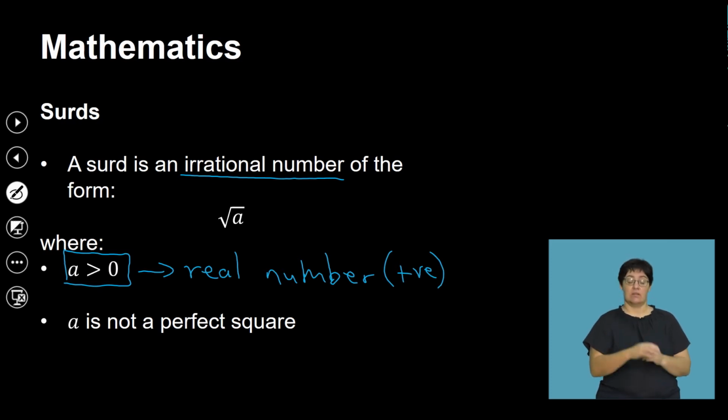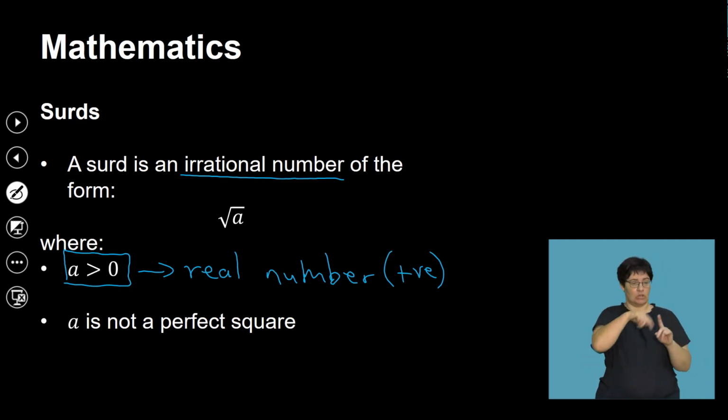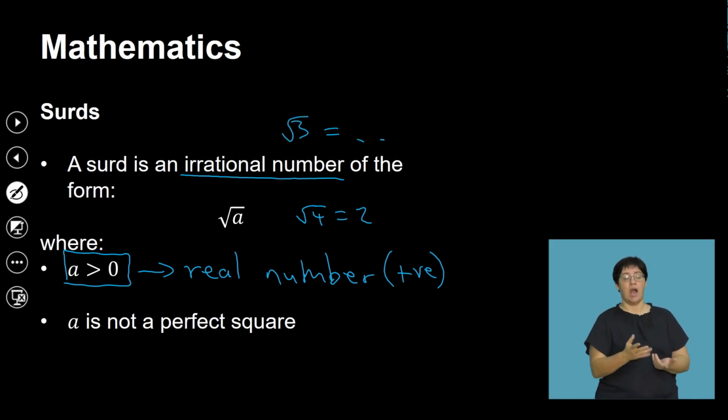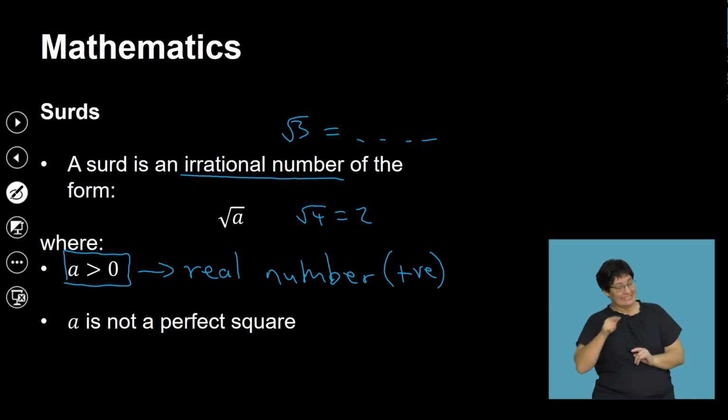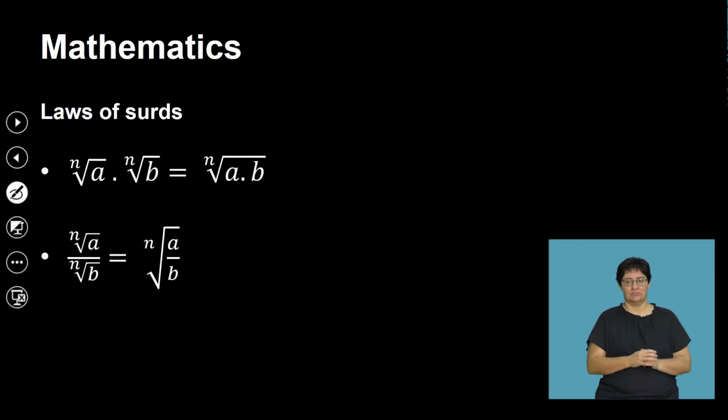Then number 2, a is not a perfect square. So a must not be a perfect square, because as soon as it becomes a perfect square, it will no longer be an irrational number. It will now be a rational number, right? Remember, root of 4 will be equal to 2. So that's not an irrational number. But root of 3 will then be a decimal of some sort with non-ending decimals there.